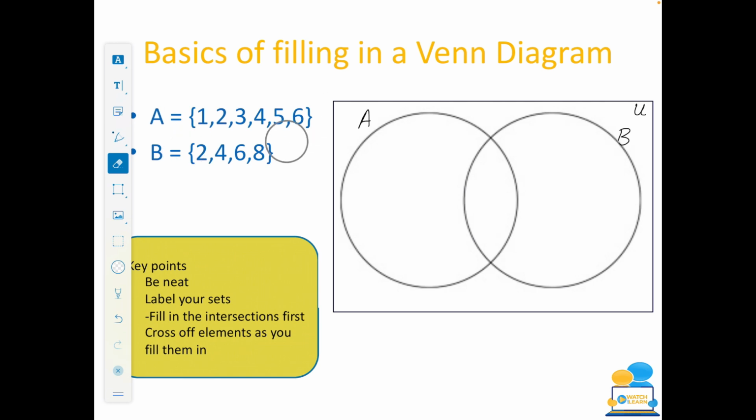You might notice as well the curly brackets. So we always use these when we're listing the elements of our set. Sometimes people find them a little difficult to draw, just give them a bit of practice. And we always have commas between our elements as well.